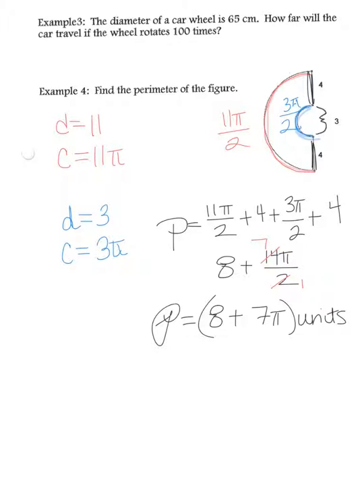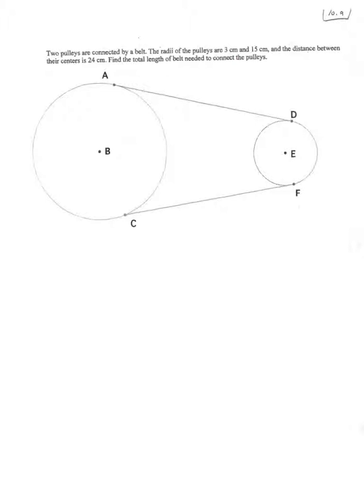On to the last problem. This is a challenging problem, but I'm going to walk you through it. Please know that we will do this type of problem again in class tomorrow, so it's good to get exposure right now so that it's not the first time seeing it tomorrow. We have 2 pulleys that are connected by a belt. The radii of the pulleys are 3 centimeters and 15 centimeters, and the distance between their centers is 24 centimeters. Find the total length of the belt needed to connect the pulleys.